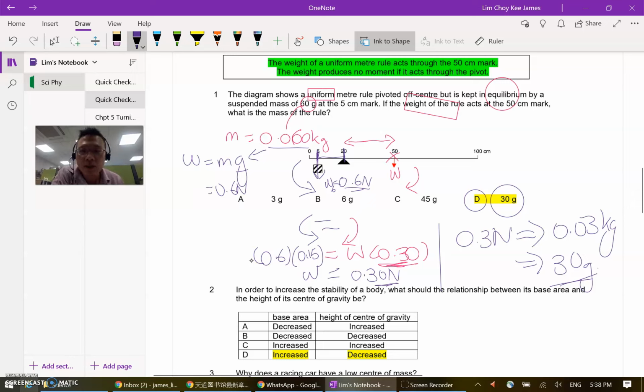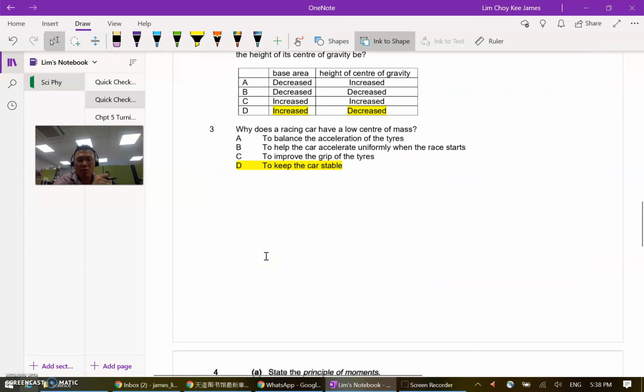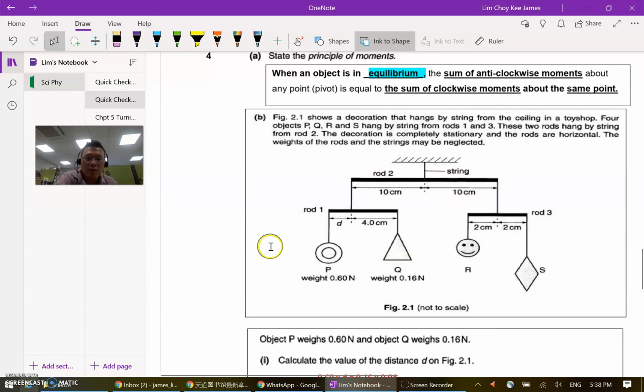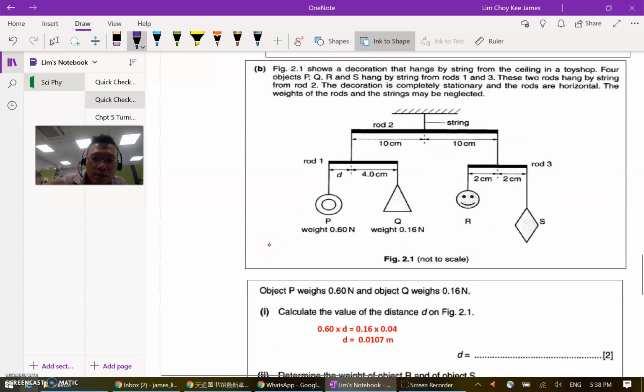principle of moments. Before we end, we look at the last question, which I find quite interesting, which is similar to the question in my previous video, whereby you have multi-layer rods balancing. In this case, the approach will be the same. Always look at it layer by layer. At the bottom layer here, same thing.